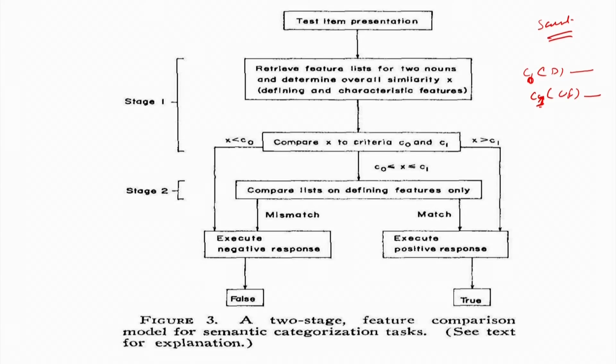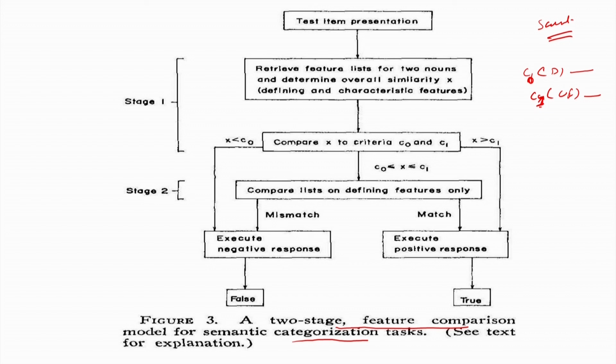So, the first step is I gather all the features, then I look at the characteristic features of the particular item being presented. If the match between the new item and the concept's characteristic features is very low, I say no, it is not part of this particular category. If it is very high, I say it is a part of it. In circumstances when the characteristic match is somewhat mediocre, lying in between, I go ahead and compare the defining features only. If there is a match with the defining features, I execute a true response, or else I execute a false response, and this is the two-stage feature comparison for semantic categories.